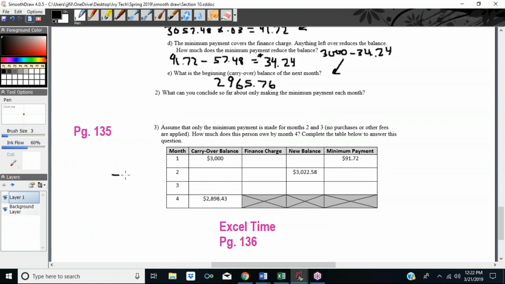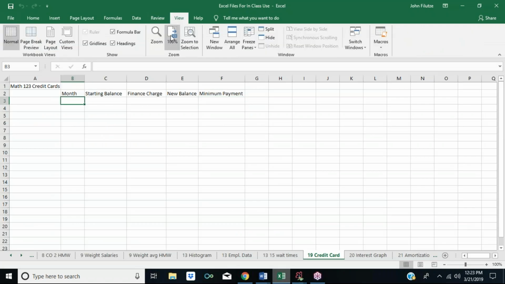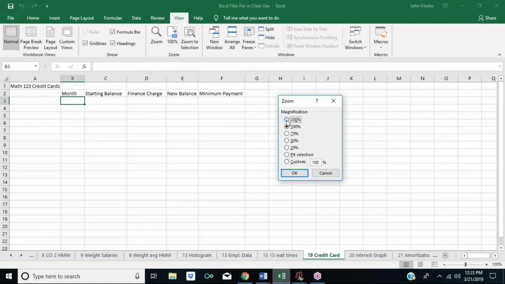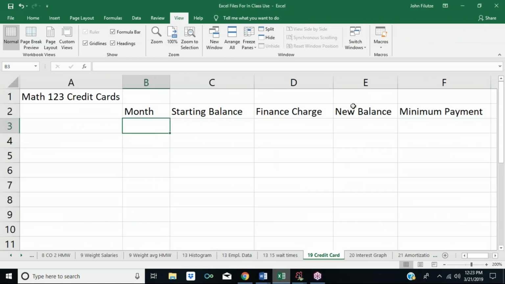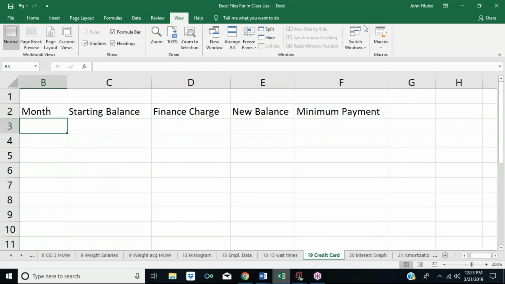All right, so what I'm going to do is actually show you how to do this in Excel because you'll have to do that for your assignment. So I'm going to pull up my Excel. We're doing $3,000. Let me change the view just a little bit here. I'm going to zoom in. I have to manipulate my screen just a little bit because I can't see everything here.